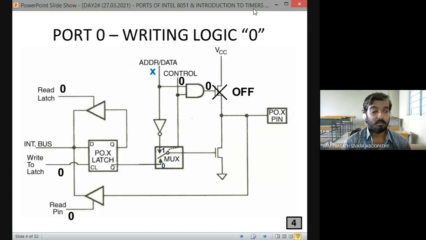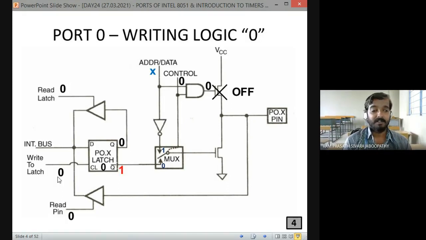Now, as we are discussing logic 0 on the internal bus, the latch should be enabled, so the write to latch signal will get 1. At that time, the content available in the internal bus bit is getting into the latch. After that, the latch will be disabled, so now no need to worry about the internal bus logic. That's it. What about the output at Q bar? If the latch is filled with logic 0, what about the output at Q bar? It is going to be 1.